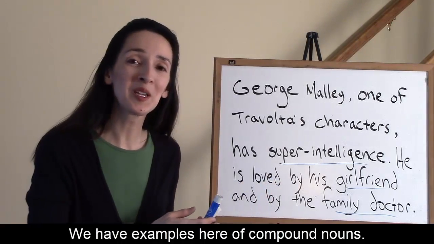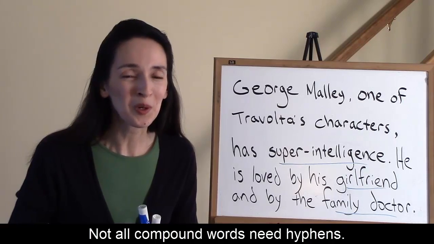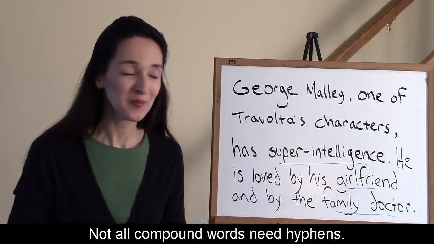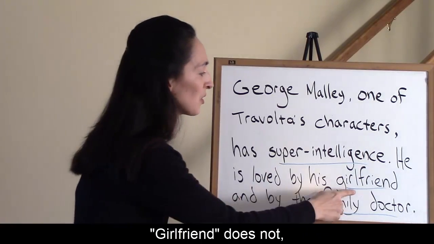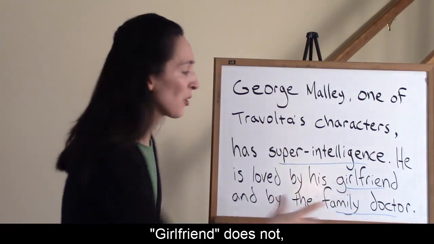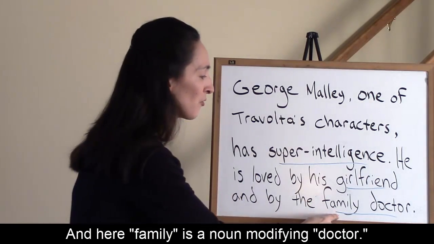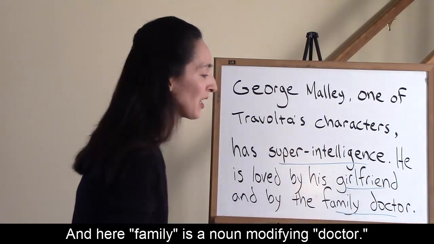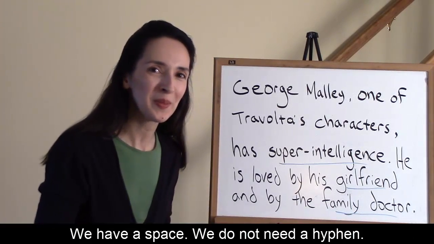We have examples here of compound nouns. Not all compound words need hyphens. Superintelligence uses a hyphen. Girlfriend does not, although it's made up of 2 words. In here, family is a noun modifying doctor. We have a space. We do not need a hyphen.